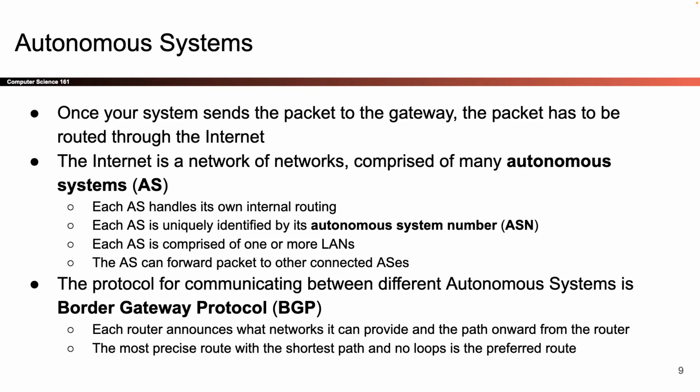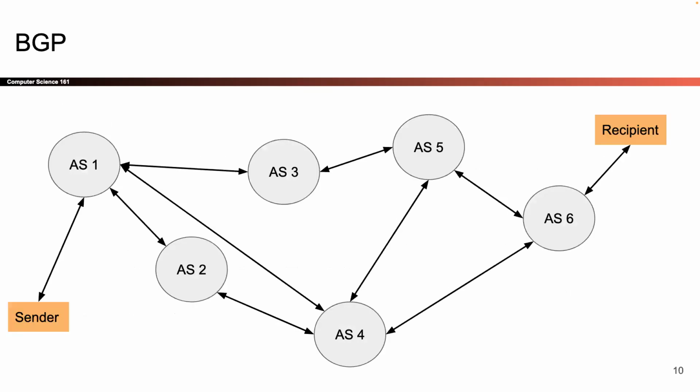Where should it go? Should it go that way? Should it go that way? Which next router should I send it to? BGP is going to tell me how to do that. Here's a simplified picture. Okay.